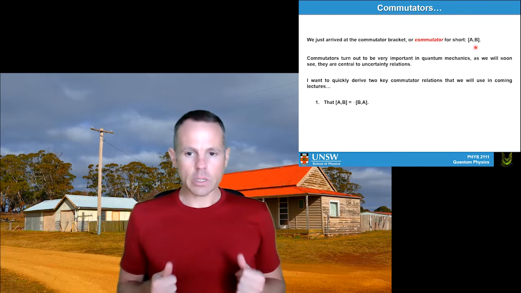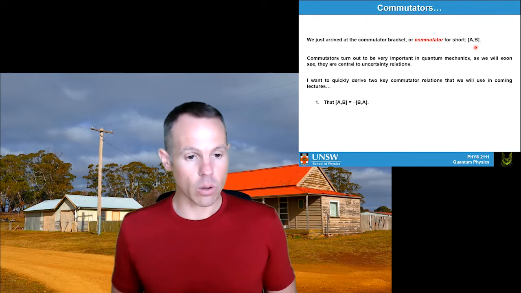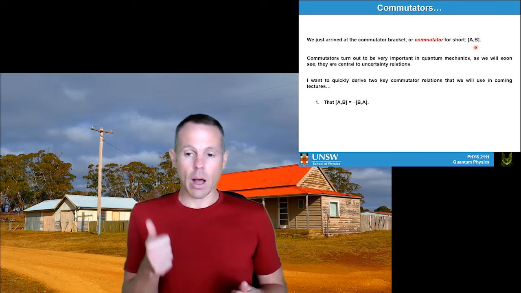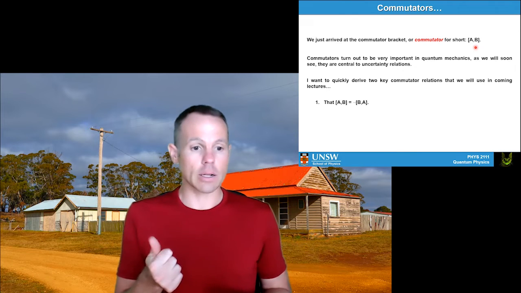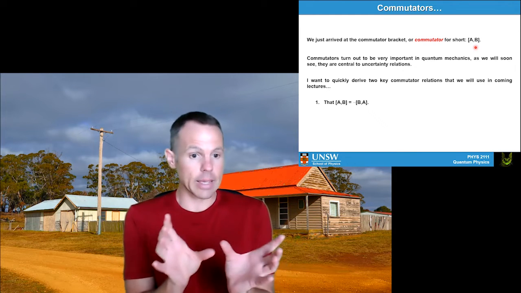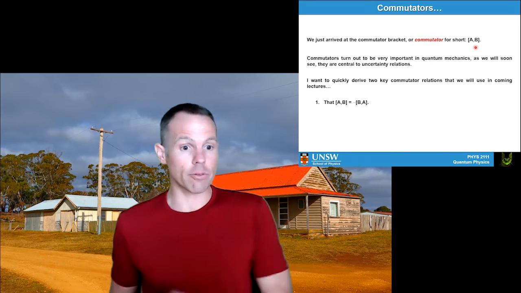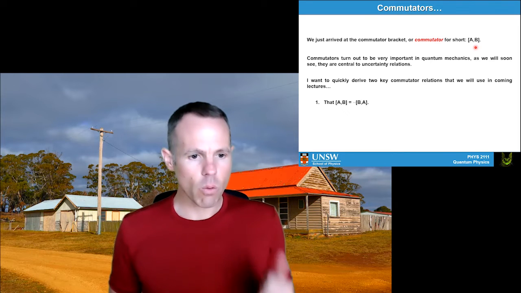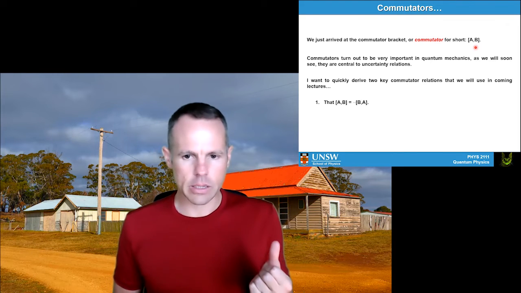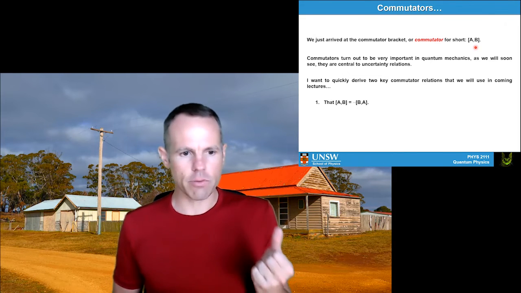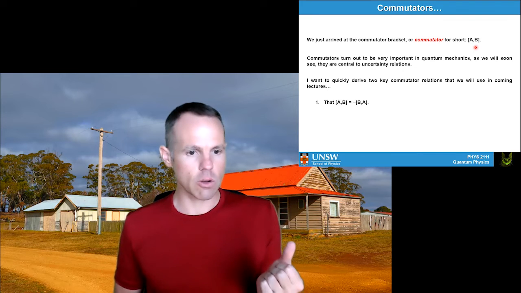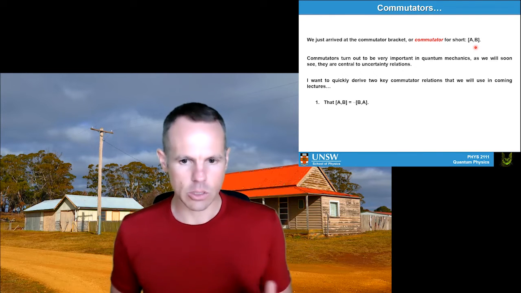Okay, commutators turn out to be very, very important in quantum mechanics. They'll come up again later on if you start to look at time evolution, and again they just pop out of the maths. And the reason why I want them is that they also turn out to be very central to uncertainty relations, which is where we're heading in this course this week.